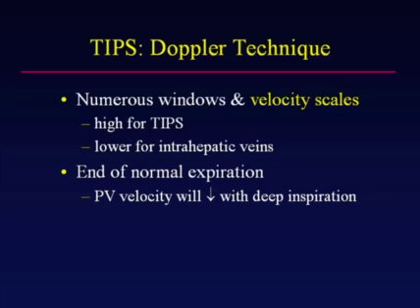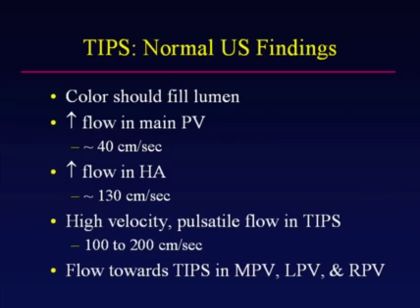In addition, just like looking at the normal liver vasculature, you want to do this examination at the end of normal expiration. If you can only examine the patient and see the tips after they've taken a deep breath, you need to recognize that the portal vein velocity will decrease, and it can look, therefore, like there has been a change in velocity in the tips when really all that has happened is that the patient has taken a deep breath. What are the normal findings of a tip shunt on ultrasound examination?